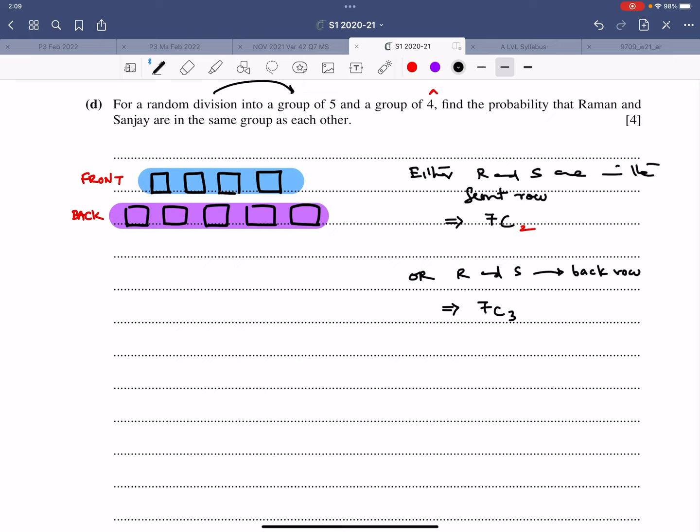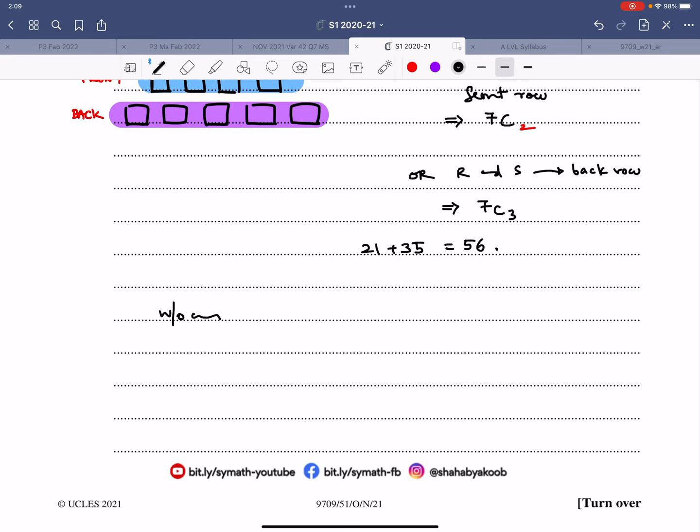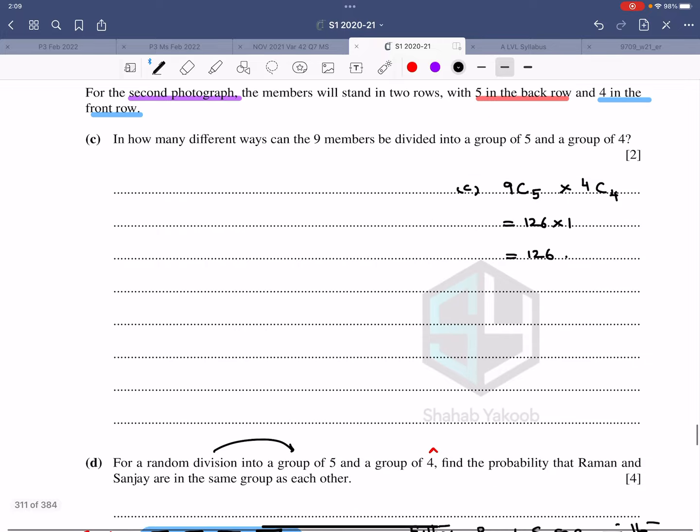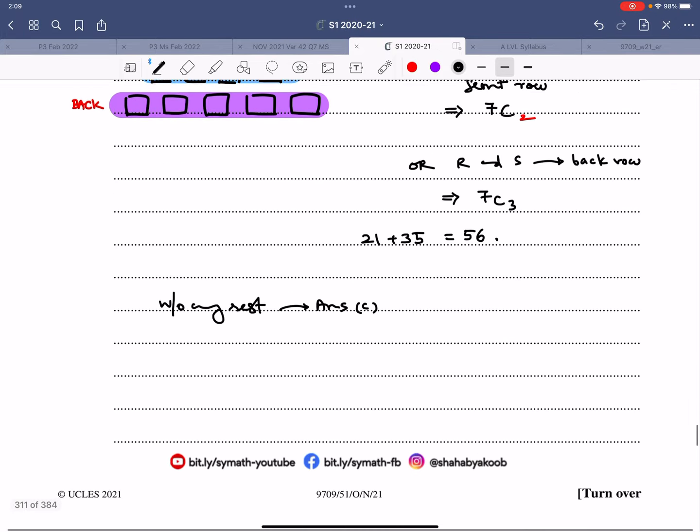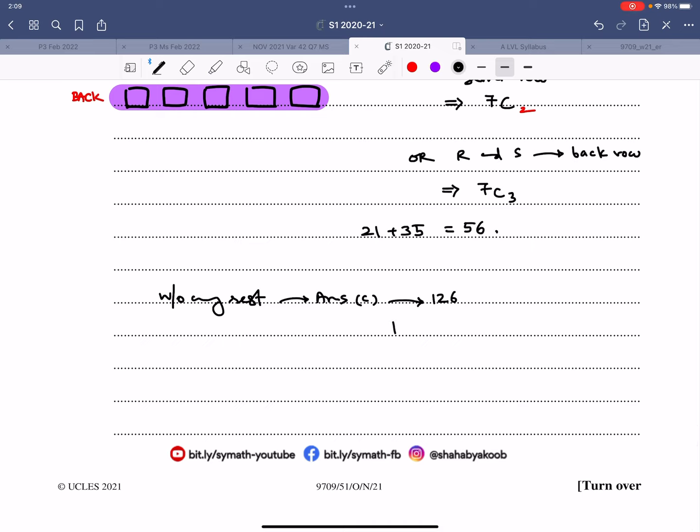It's either or, that means you have to add it up. So 7C3 plus 7C2, 21 plus 35, comes out to be 56. Without any restriction, that is the answer of part C, groups of 5 and 4, that is 126. Therefore the probability is 56 over 126. That is the working for question number 5.